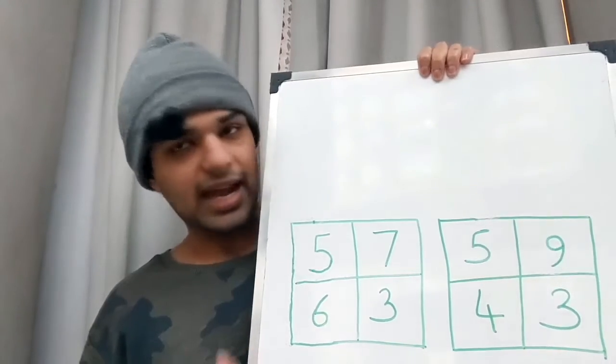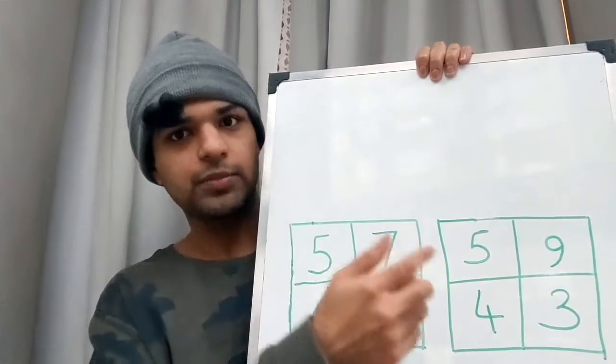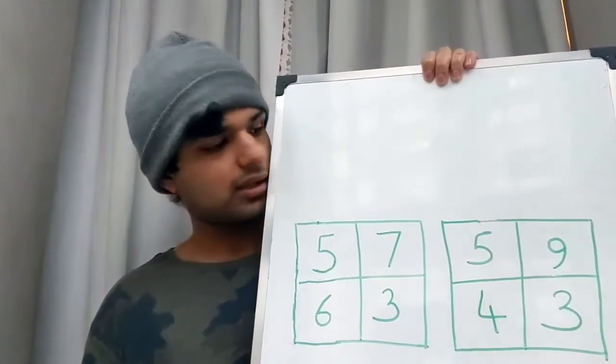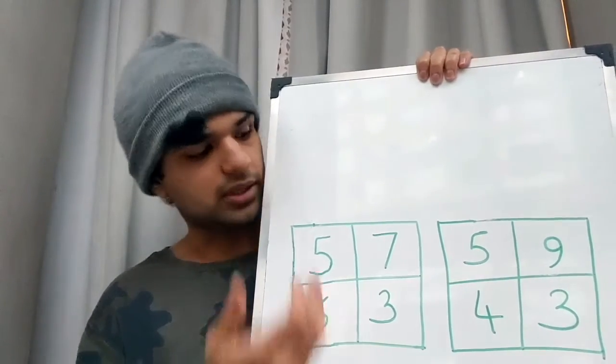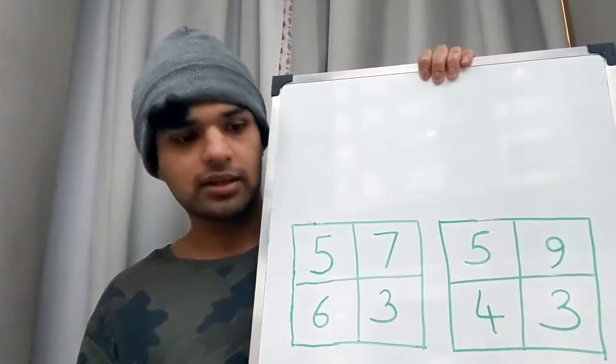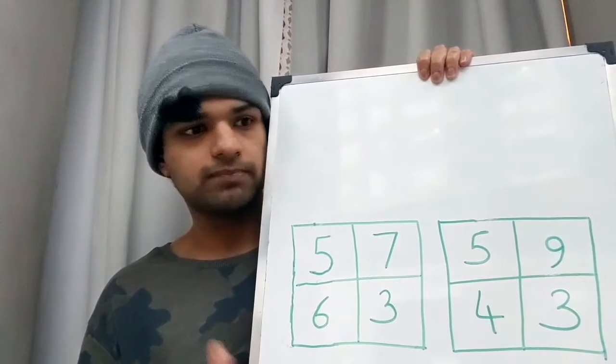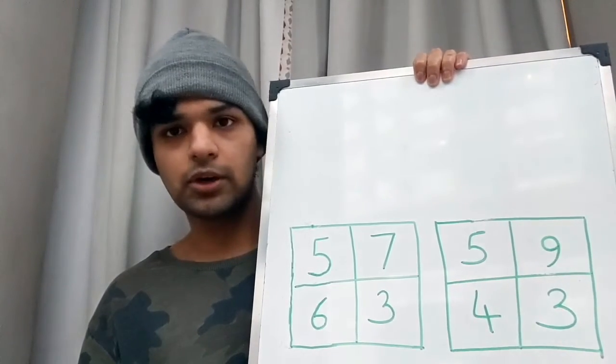Well, I guess we could try adding the numbers on one grid with their corresponding numbers on the other grid. But that wouldn't get us anywhere, because look, 5 plus 5 gives us 10, and 6 and 4 give us 10 as well, so there's no telling whether it's similar or not.